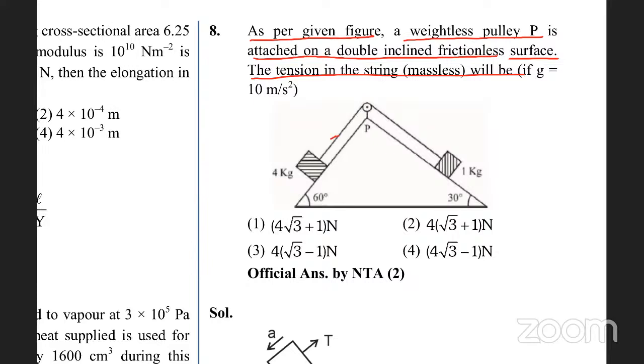Let us say T is the tension in the string. M1 g sine theta 1 is the component of gravity acting down on the first body. Here the component of gravity acting down is M2 g sine theta 2. So let us say the acceleration is a. Okay.